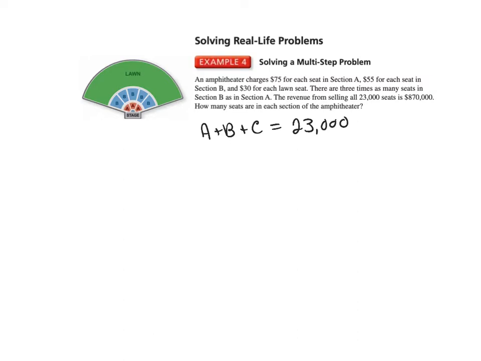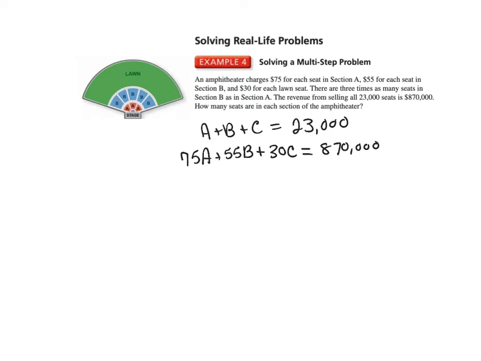Then we have the cost per seat. So Section A charges $75 for A. Section B is $55, so 55B. And C is $30, so $30 times C. And that should give us our total possible revenue, which is $870,000.